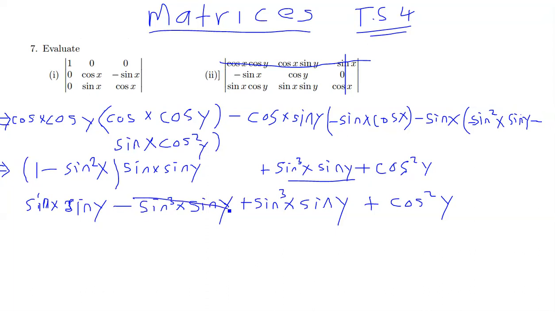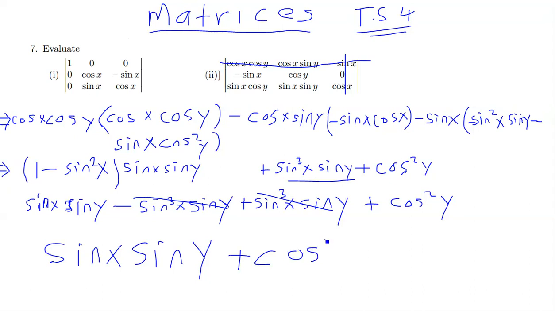Anyway, so this and that will cancel. So what we're remaining with is just this, sine x and sine y, and then you have plus cos squared y. So I think for me, I can end here. I don't know if I can go further than this.